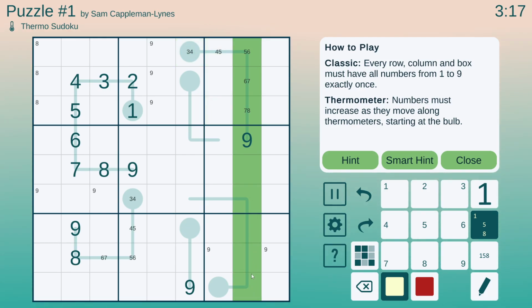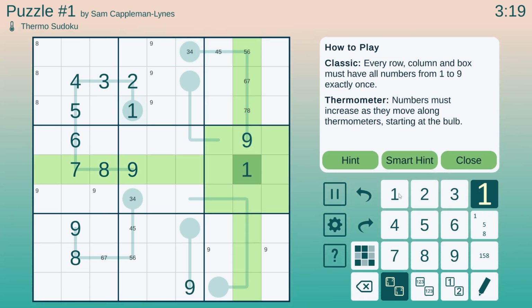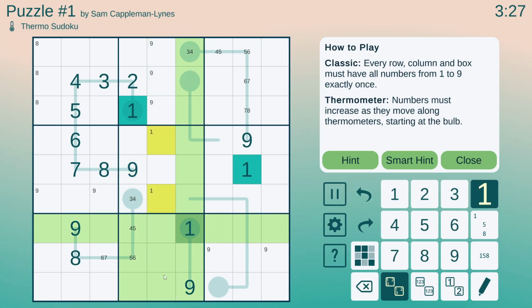Oh! Where does 1 go in here? It's gotta go in there. Where does 1 go in here? It's gotta go in one of these two. And then we get that this is a 1, because 1 can't go there. That is very clever. It's kind of the same trick.